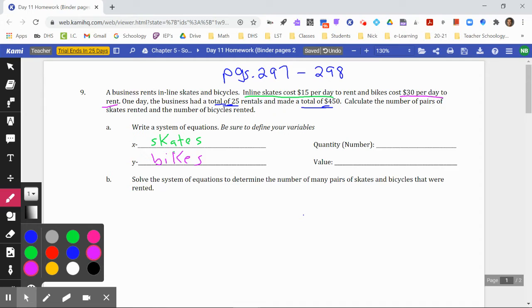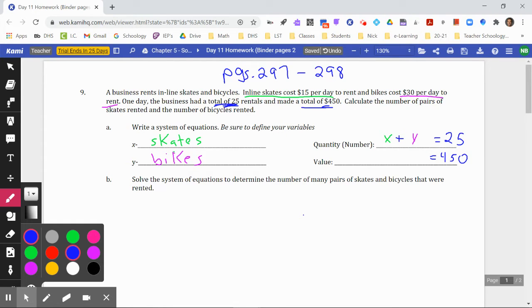So my first equation, I'm talking about the quantity or the number of skates. Well, we said the total was 25. I'm talking about skates and bikes. I don't know how many skates and I don't know how many bikes. That's why I label them X and Y. So it's just going to be X, a certain amount of skates, plus Y, a certain amount of bikes, equals a total of 25. So there's my first equation for the quantity or number, and now for the value or the cost, I have a total cost of $450.